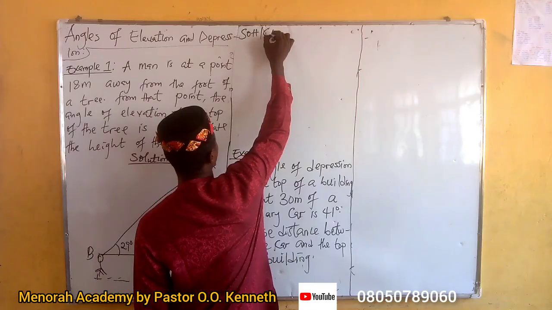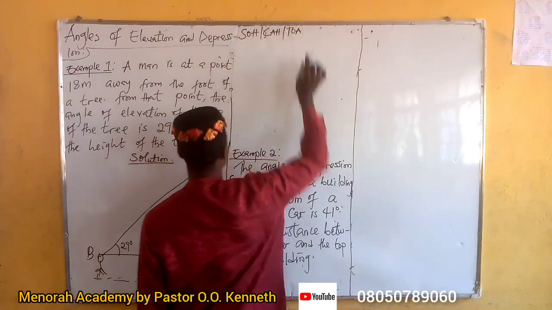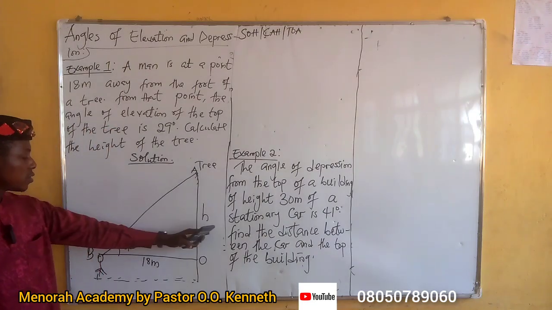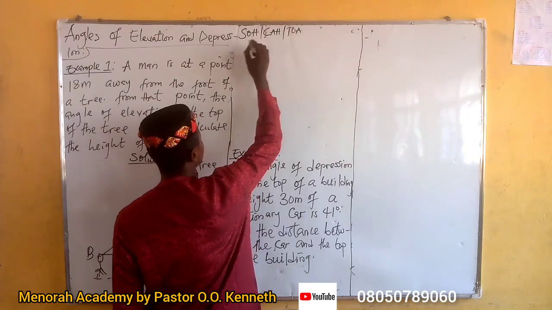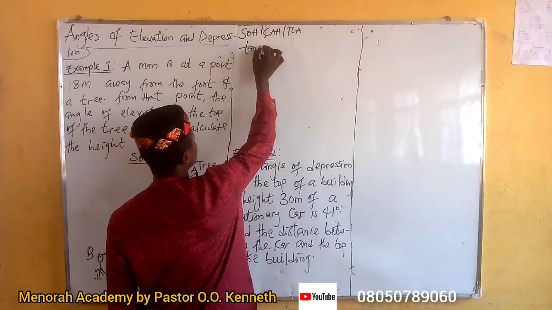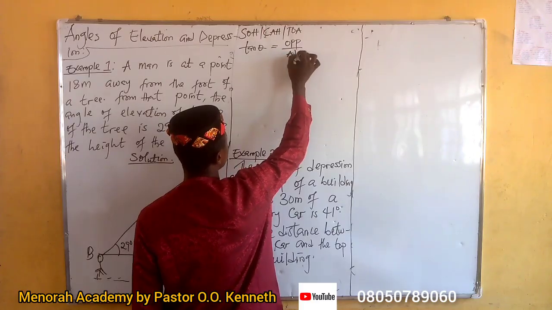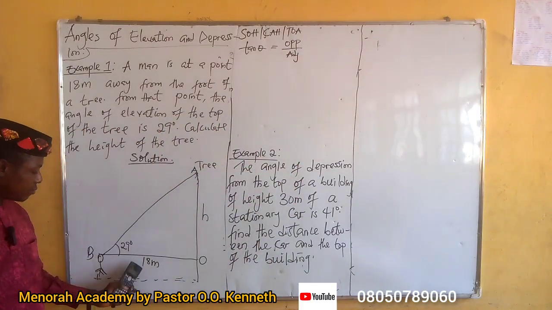SOHCAHTOA. You can use your SOHCAHTOA. Opposite over adjacent is tan. So we are going to use tan theta equal to opposite over adjacent. Why? Because our consideration is both opposite and adjacent.